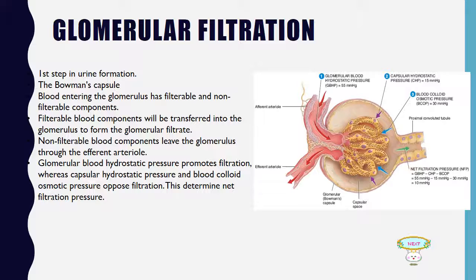hydrostatic pressure, and blood colloid osmotic pressure. Glomerular blood hydrostatic pressure promotes filtration, whereas capsular hydrostatic pressure and blood colloid osmotic pressure oppose the filtration. This determines the net filtration pressure.